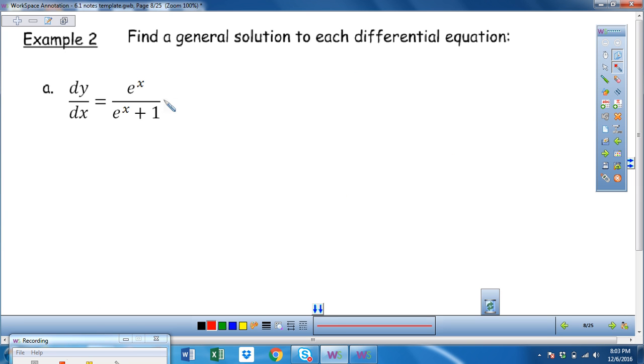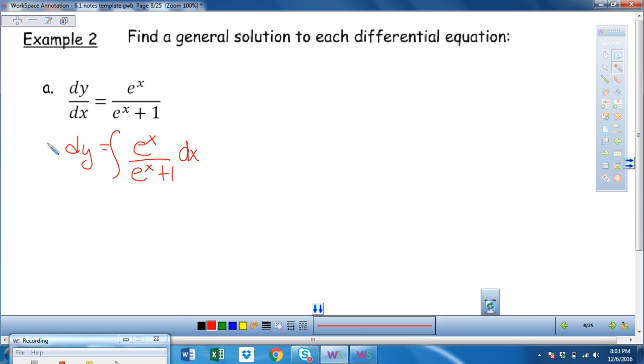Now this is a general solution. So in a general solution, there is no initial condition, and your final answer will have c in it. So once again, I have to separate my variables. I don't have any other y's, so I just have dy here, and then I have e to the x over e to the x plus 1 dx.